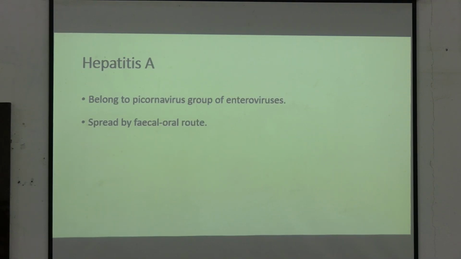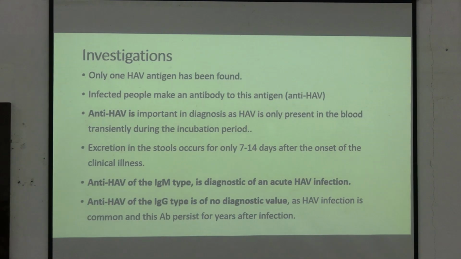Hepatitis A belongs to the picornavirus group of enterovirus, spread by the fecal-oral route. Investigations: only one hepatitis A virus antigen has been found. Infected people make an antibody to this antigen, anti-HAV. Anti-HAV is more important in diagnosis as HAV is only present in the blood transiently during the incubation period, especially in the stool, occurring for only 7 to 14 days after the onset of clinical illness.